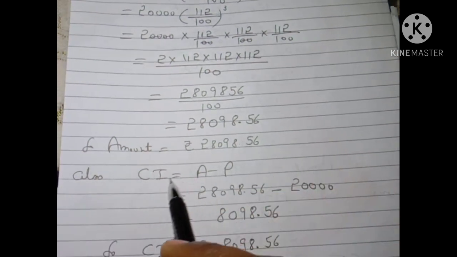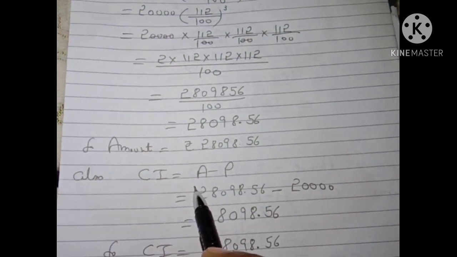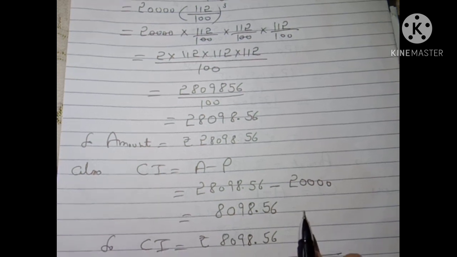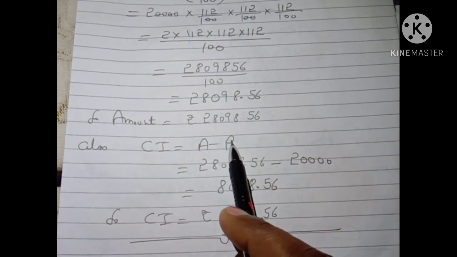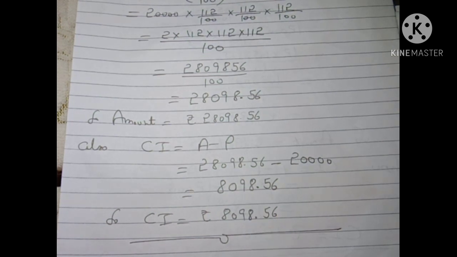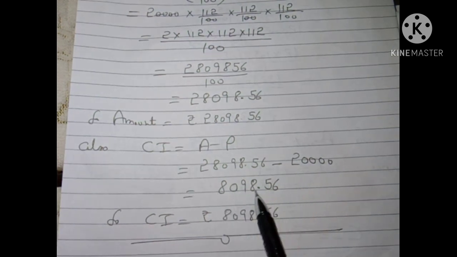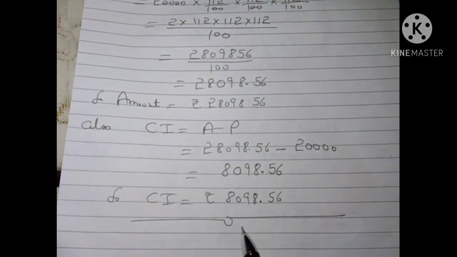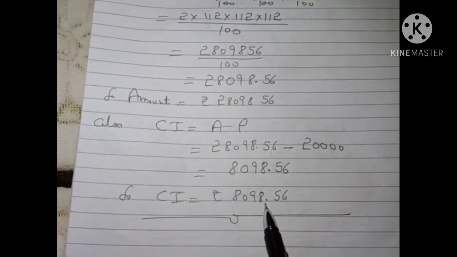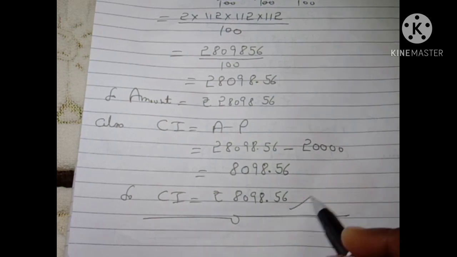So in this case the amount is rupees 28,098.56. The compound interest is equal to amount minus principal. The value of amount we just calculated is 28,098.56 rupees, minus 20,000, and after subtraction it will become 8,098.56. So the compound interest is 8,098.56. This is the solution.